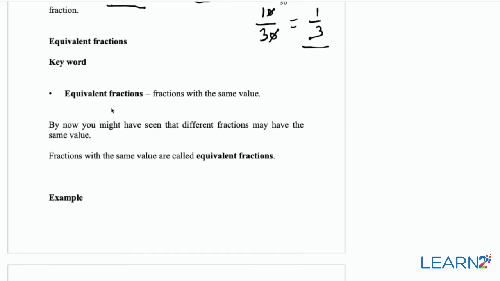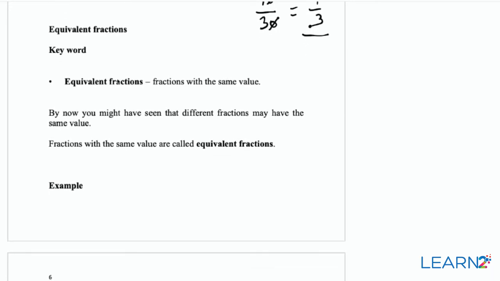Okay, let's look at the next concept now, which is the concept of equivalent fractions. What is an equivalent fraction? Well, it's a fraction with the same value. In fact, we just saw one now. 10 over 30 is equivalent to 1 over 3.